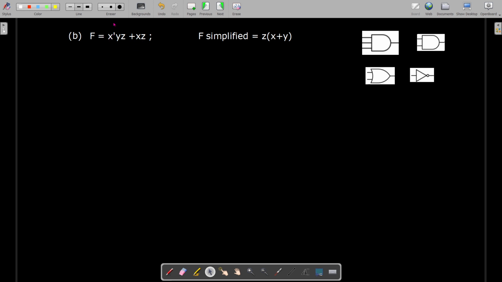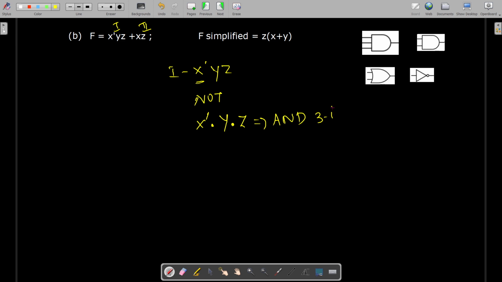Okay. So here if you look at this, we have two terms. This is our first term and this is the second term. So what is available in the first term? In the first term we have x dash y z. So x dash, in the sense here we need one NOT gate, an inverter. Then x dash dot y dot z, that means it is AND operator. So for this we need a 3 input AND gate.